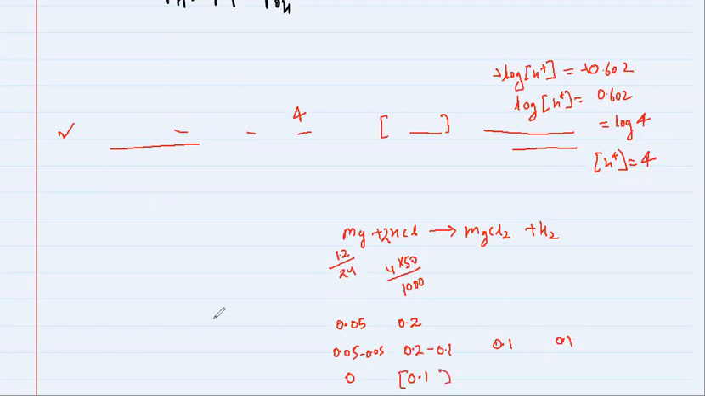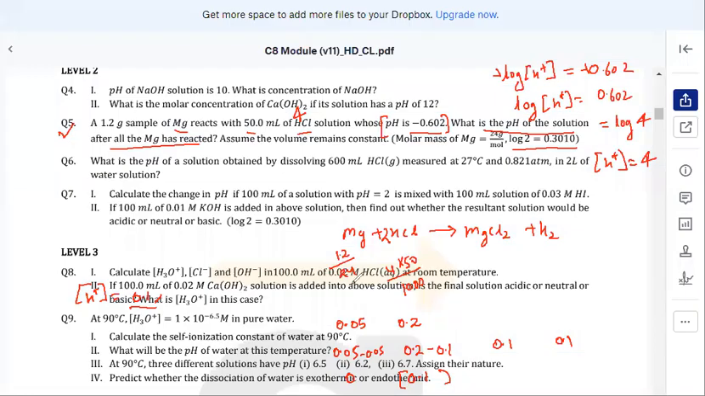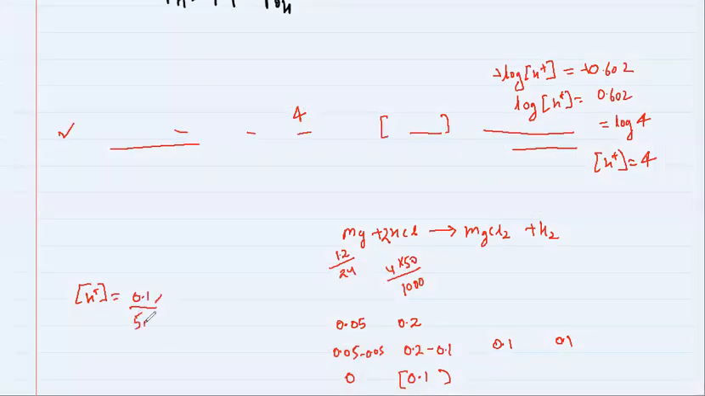So the concentration of H plus after the reaction is over is 0.1 divided by the total volume. This is the number of moles of H plus. What is the total volume? The total volume would be, tell me, 50. So divide by 50. Got it? Right? This is your H plus concentration. Then can you find pH? Tell me, everyone, can you find pH? Did you get this problem? Yes or no? Tell me.